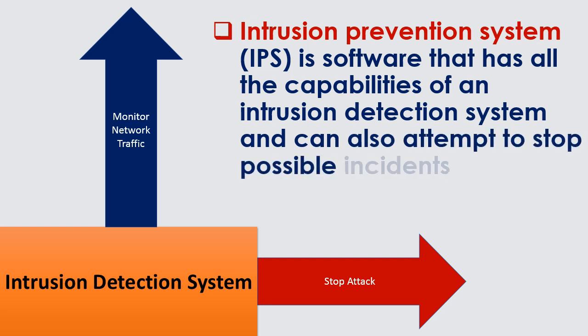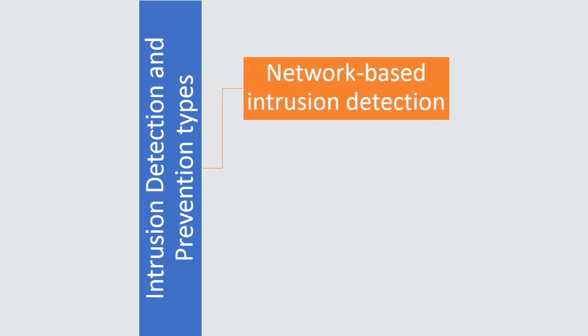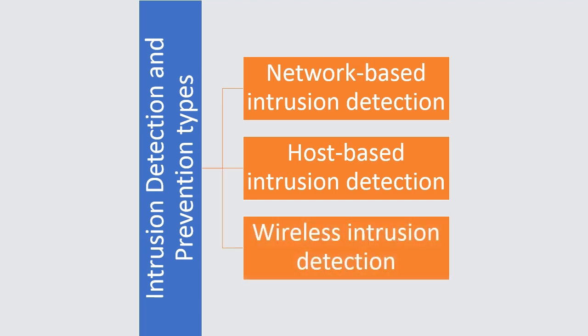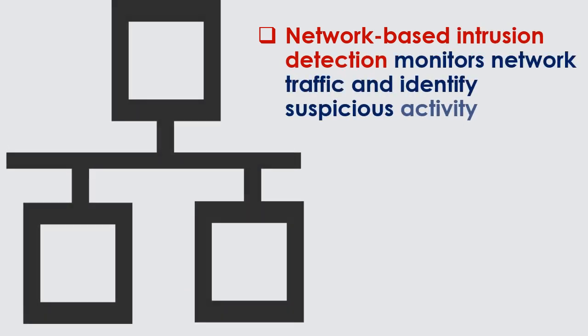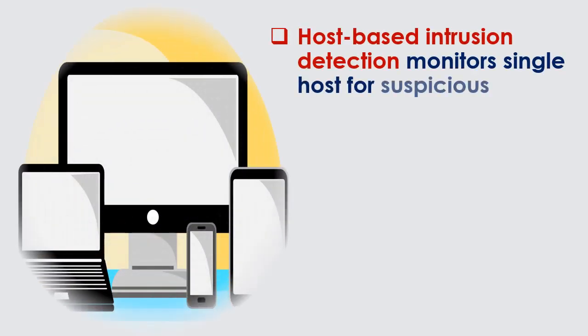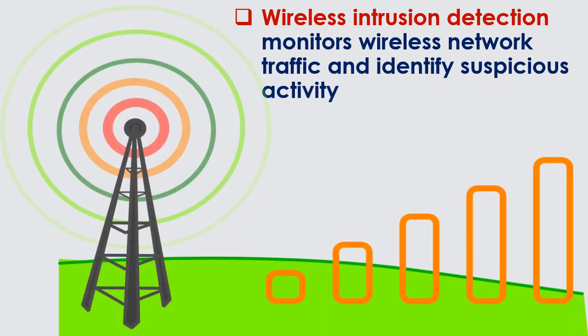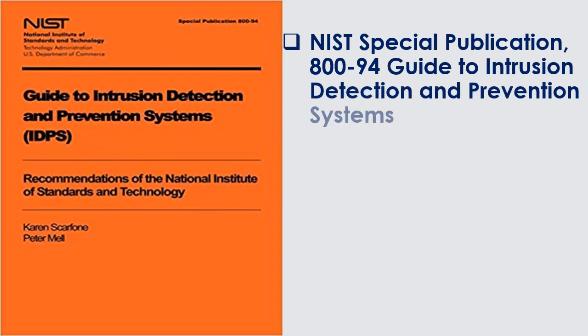Intrusion detection and prevention types are: network-based intrusion detection, host-based intrusion detection, wireless intrusion detection. Network-based intrusion detection monitors network traffic and identifies suspicious activity. Host-based intrusion detection monitors a single host for suspicious activity. Wireless intrusion detection monitors wireless network traffic and identifies suspicious activity. NIST Special Publication 800-94, Guide to Intrusion Detection and Prevention Systems, IDPS.